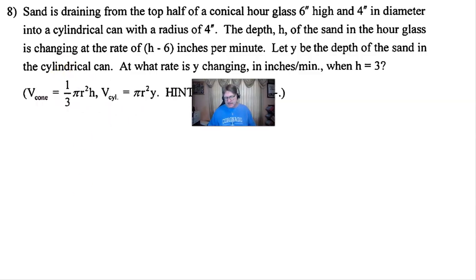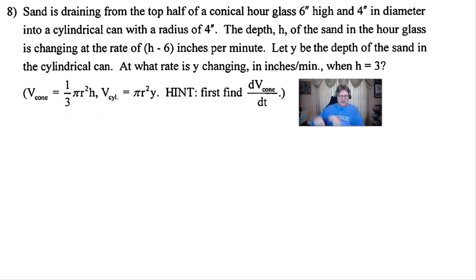And so I'm going to slide my camera over here and then we're going to read the question together. It says, sand is draining from the top half of a conical hourglass 6 inches high and 4 inches in diameter into a cylindrical can with a radius of 4 inches. The depth h of the sand in the hourglass is changing at a rate of h minus 6 inches per minute. Y is going to be the depth of the sand in the cylindrical can. At what rate is y changing in inches per minute when h is 3? And fortunately, we are given the equations for both the volume of the cone and of the cylinder.